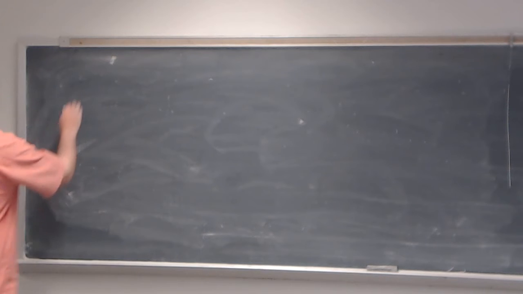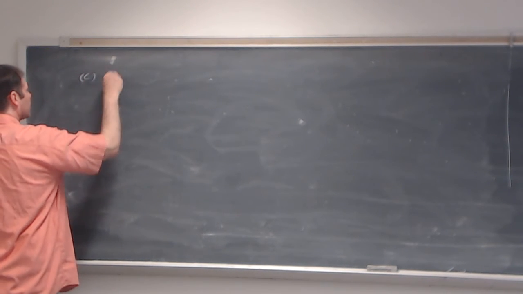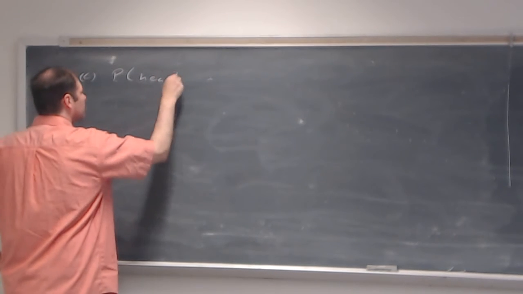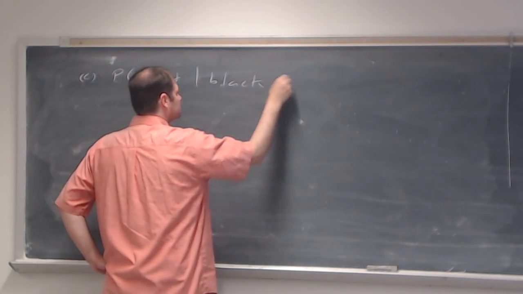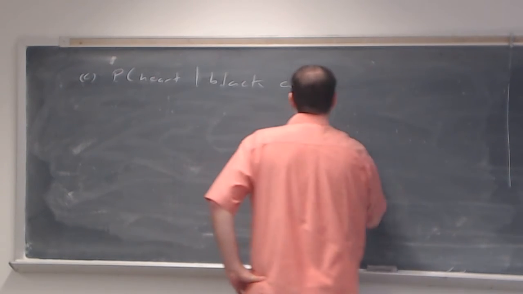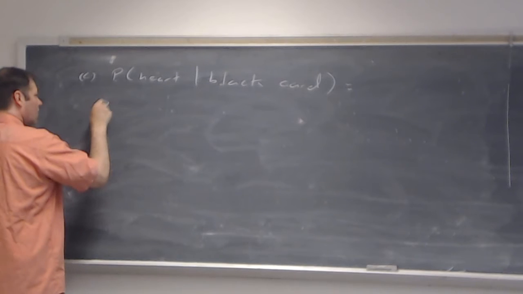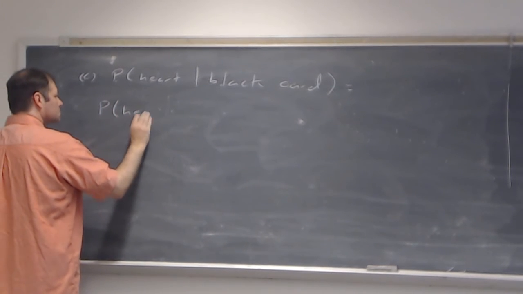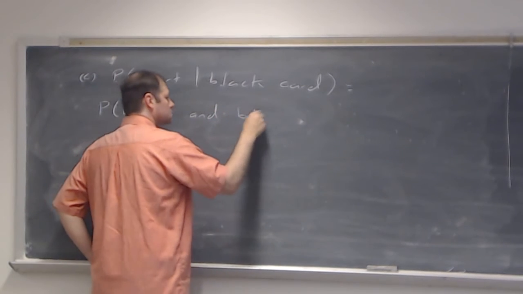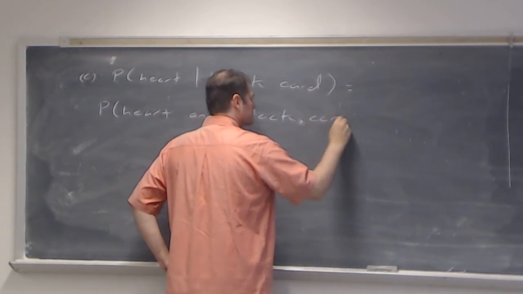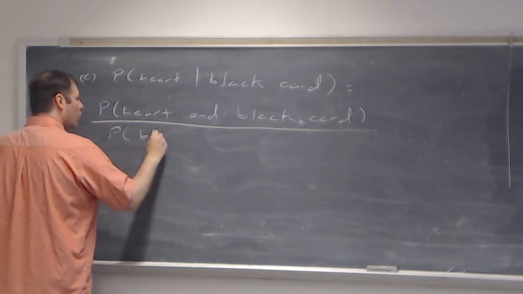Last question of this part, part C, the probability of heart given black card. Well, by definition, this is equal to the probability of the heart and black card over the probability of the black card.